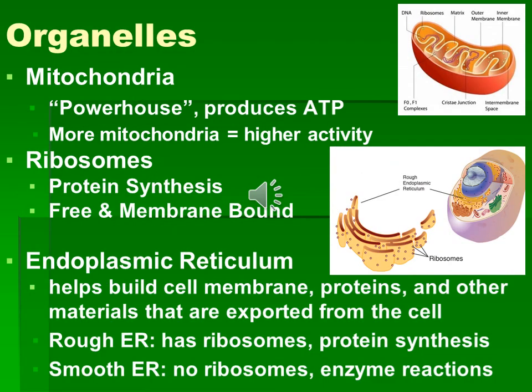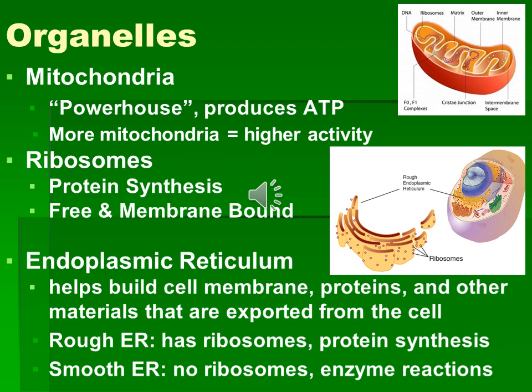So we'll start by talking about the mitochondria. The mitochondria is the powerhouse of the cell, producing our ATP. If you have more mitochondria, you're typically going to see more activity. So think about a type of cell in the body where you would guess you would have more mitochondria because you need higher activity, and I'll let you just think on that.